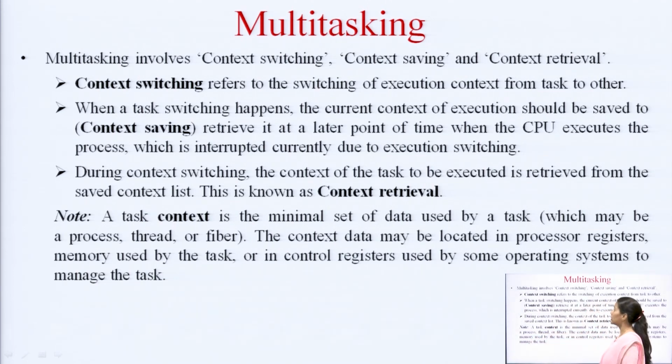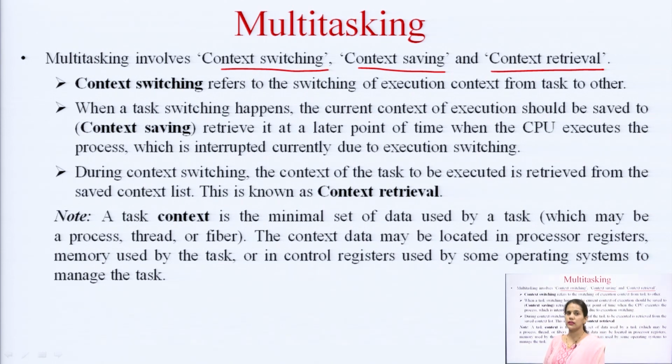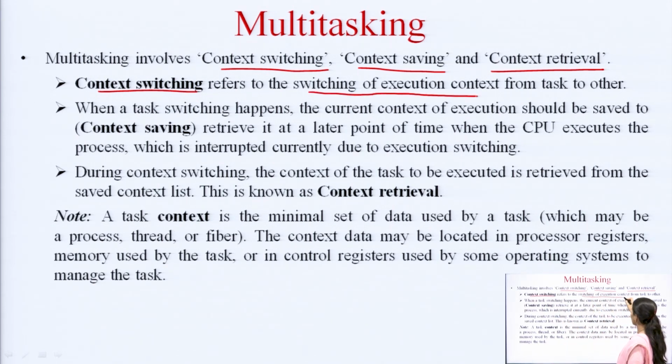When we talk about multitasking, it involves different phases. What are the different phases? There is context switching, there is context saving and there is context retrieval. We will now understand what these terms mean. So, context switching refers to the switching of execution context from one task to another.